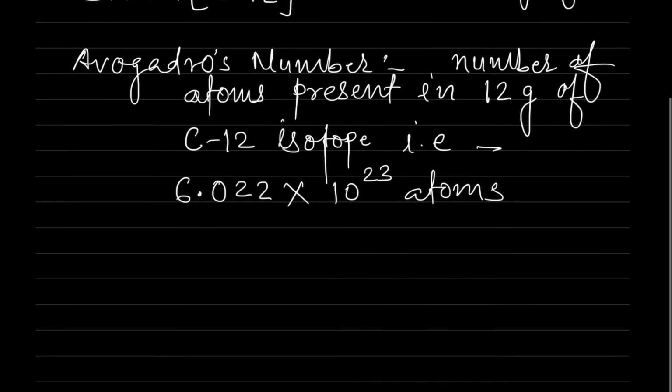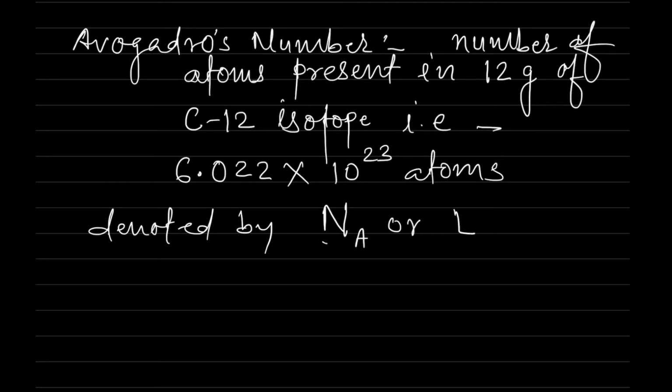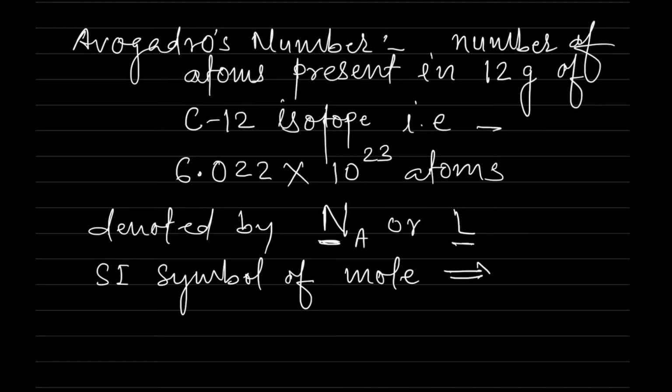Okay, and this Avogadro number can be denoted by Na or the symbol L. And we have to understand that the SI symbol of mole is mol, M-O-L. Mole can be represented by mol.